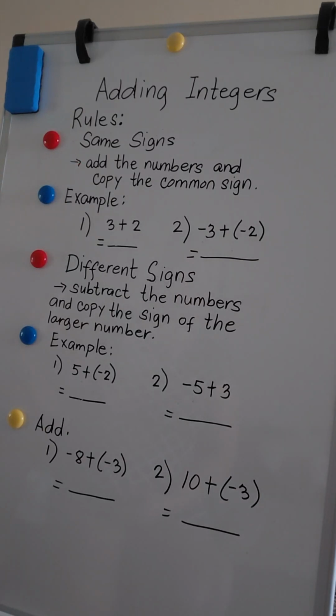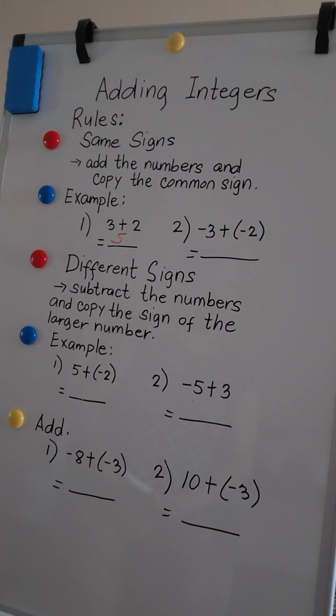When we say the same sign, it could be positive, where you're adding positive integers, or you're adding negative and then negative integers. So let's take a look at example number 1. We have positive 3 plus positive 2. They're both positive, so our sign is automatically positive, and we simply add the numbers, which is 5.